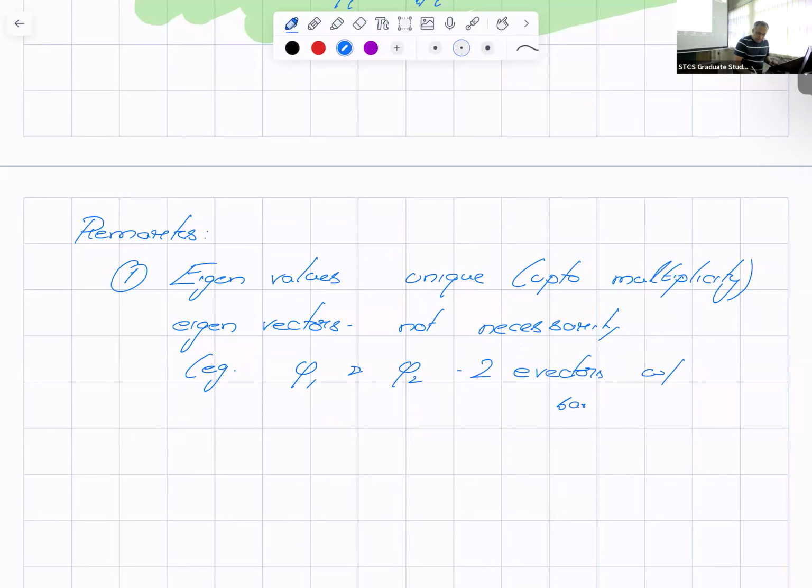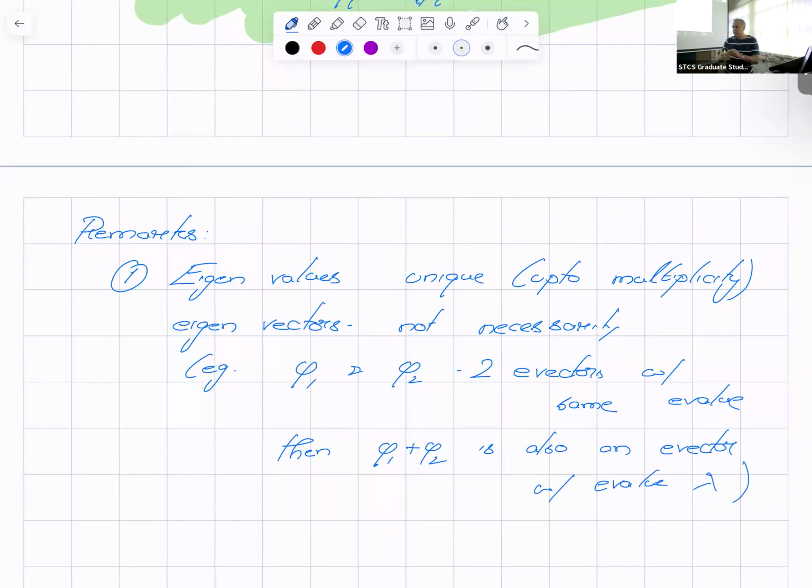Same eigenvalue. Then phi1 plus phi2 is also an eigenvector with that eigenvalue. So we will not be able to say eigenvectors are unique for anything. We use the eigenvectors somehow, but we won't be able to say they are unique in any sense.